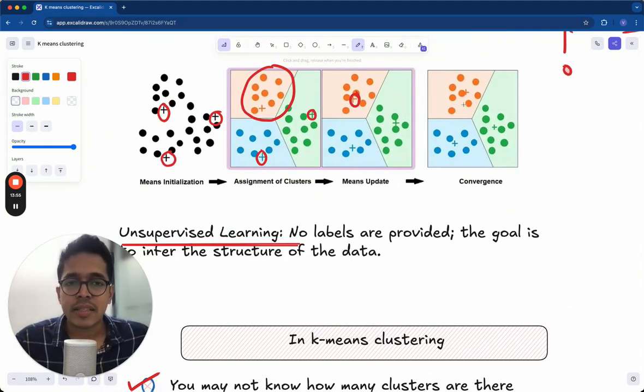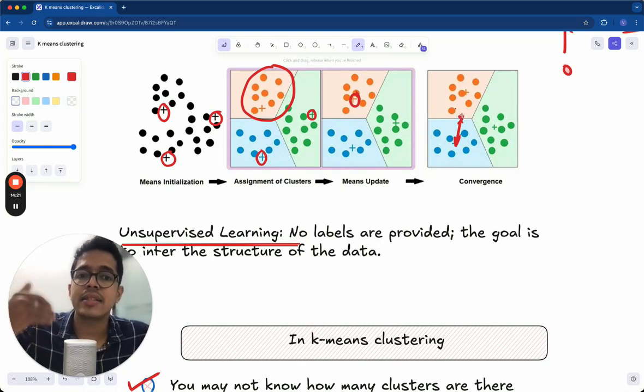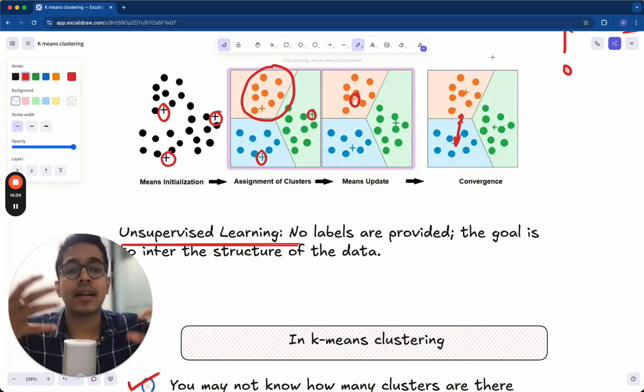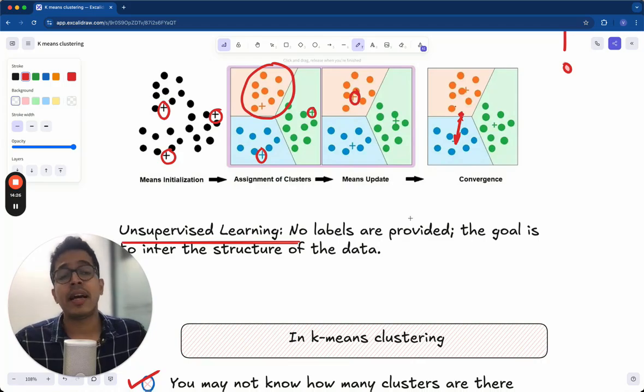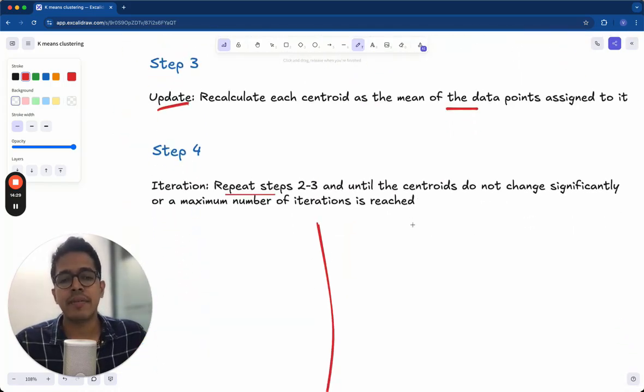For example, now that the centroid has moved a bit to the center of all these orange points, maybe this orange point on the boundary might become closer to this centroid rather than this centroid. It can happen. Or if you had a point somewhere here at this boundary which belonged to this orange cluster, maybe now that the centroid has moved towards the center, which means further away from this point, it might now be closer to this centroid. So now you have to reassign the cluster of that particular data point. And you have to do this for every single data point.